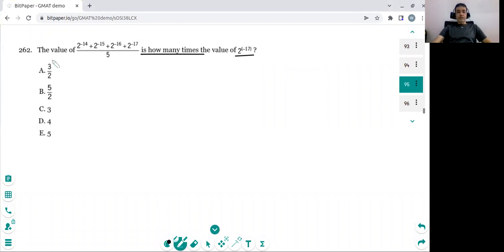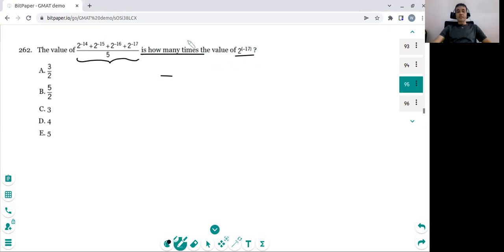So let's read it. The value of this entire fraction is how many times the value of 2 to the power of negative 17? Well, the question is how many times this is bigger than that. They are not asking how much greater this is in comparison with that. If that was the case, we would apply subtraction here. We would subtract this from that to calculate the value.